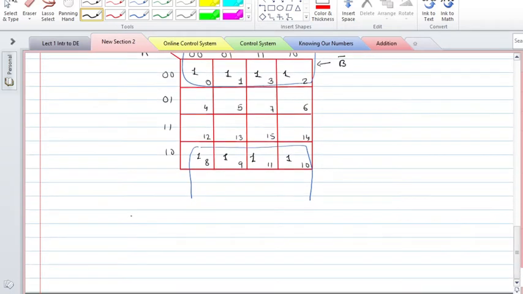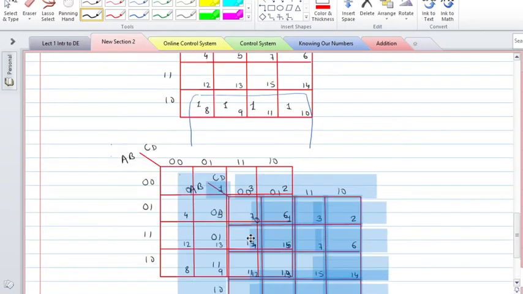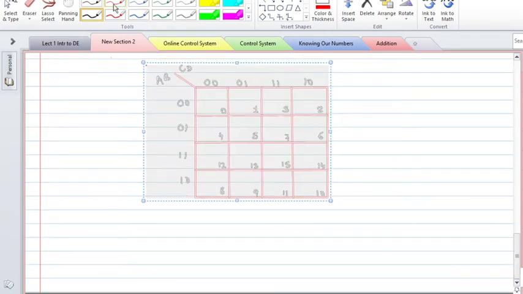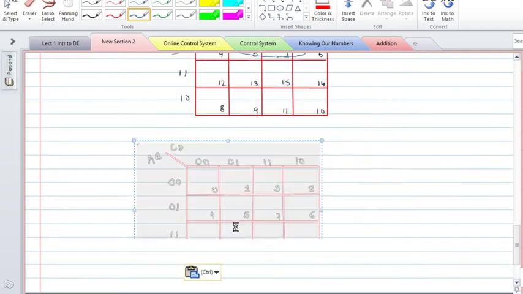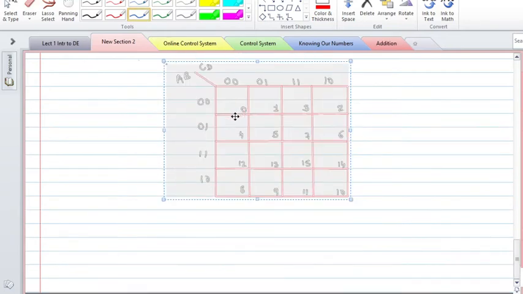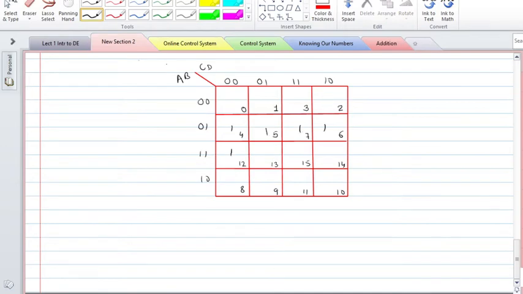Let's see another way of forming 8 cells. Suppose 1 1 1 1 1 1 1 1 is there, then it is possible to form this group of 8 cells, and in this particular case variable A remains same and its value is A bar. Similarly, you can also form a group of 8 cells like this: 1 1 1 1 1 1 1 1, like this. Okay, this results in B. You can also form, so many possibilities are there.